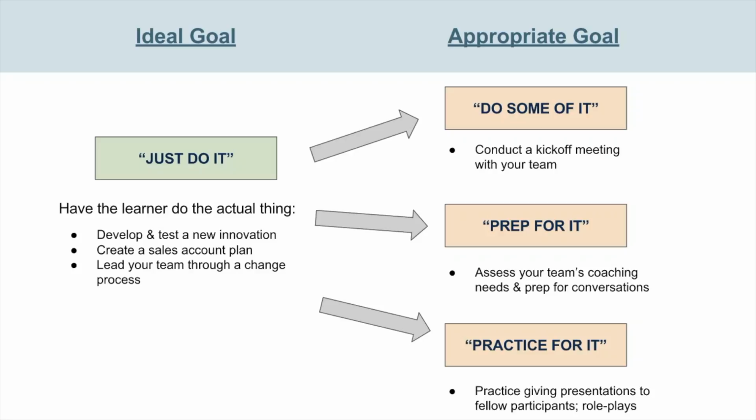And then the third is practice for it. So this might be with presentation skills, for example. You might have people do mock presentations. You might have people do role plays. So the whole point here is that we would recommend that you always strive, if possible, for the ideal goal. Have your goal of the learning experience be for them to just do it. But if that goal isn't the most appropriate for you, then pick another goal, one of these others here that you see, or something else that's appropriate for your training program.